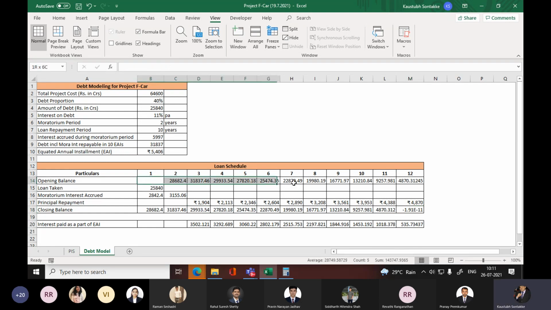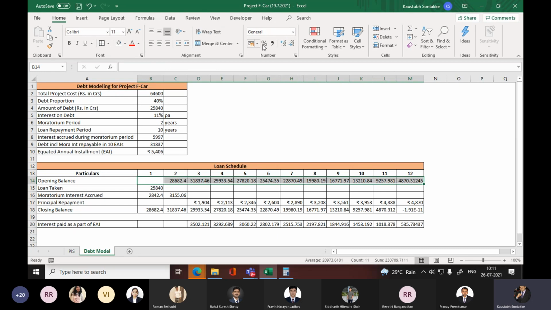Now what you can do is remove the decimal points. Sir, tell me, this 3502.121, the interest paid as a part of EAI, that is compound interest only, right? And when we drag the principal repayment, it will change accordingly for each. Yeah, it is changing. You can see 3502, then 3292. So interest will be reducing every year because you're paying principal, and the principal will be increasing.